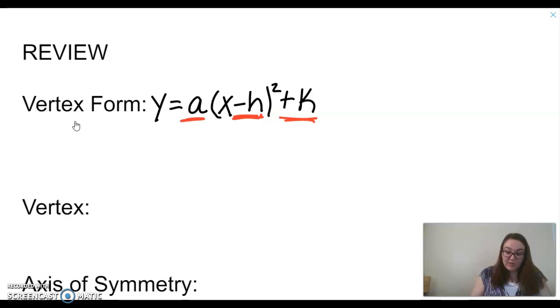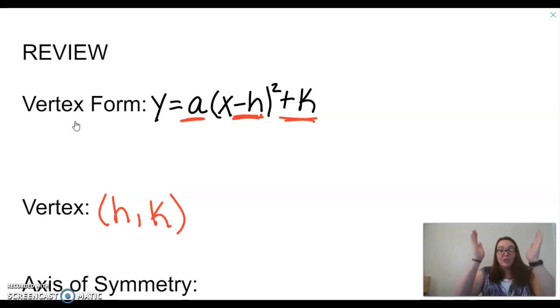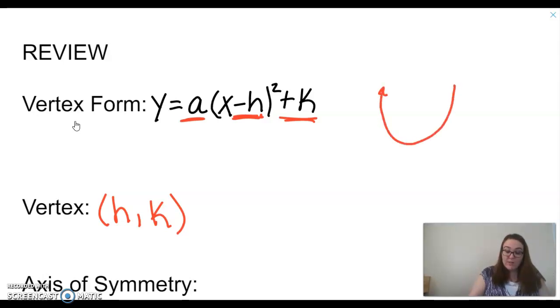Vertex, remember you get the vertex from your horizontal movement and your vertical movement. So that is why we say that the vertex is (h, k). And remember your axis of symmetry. Remember what a quadratic looks like? Okay, so it makes that curved shape. So a quadratic has this curved shape.